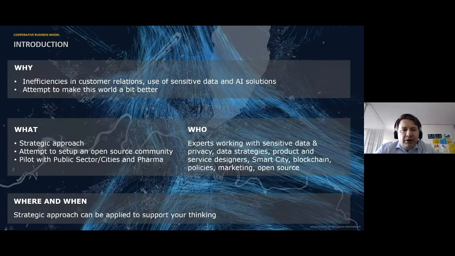So this is the background, explaining why we look at inefficiencies in the customer relations, use of sensitive data and artificial intelligence solutions. It's also kind of an attempt to make this world a little bit better because of the troubles we have encountered in the global sense.